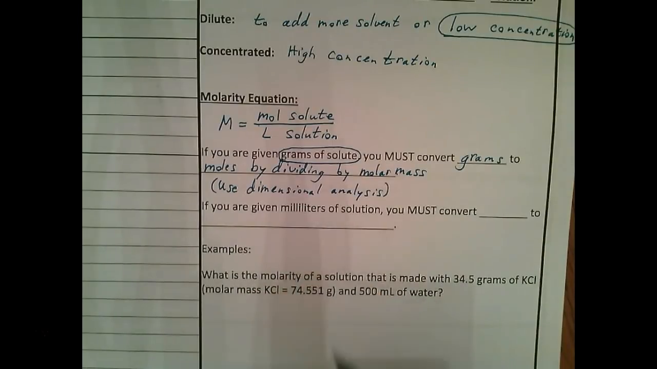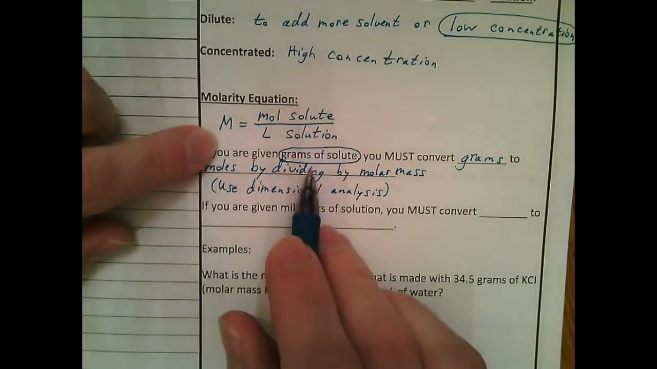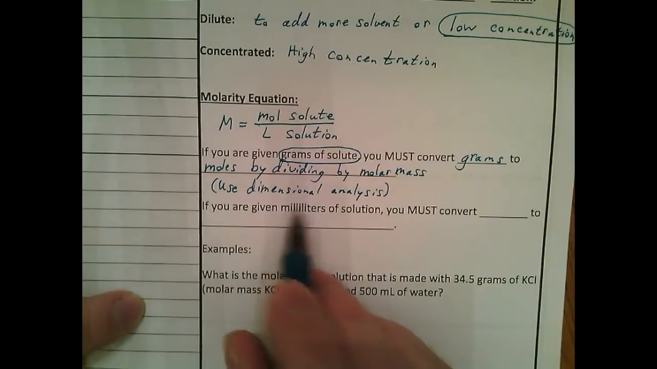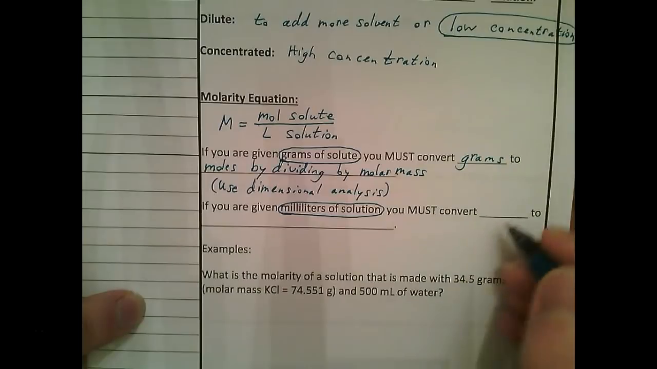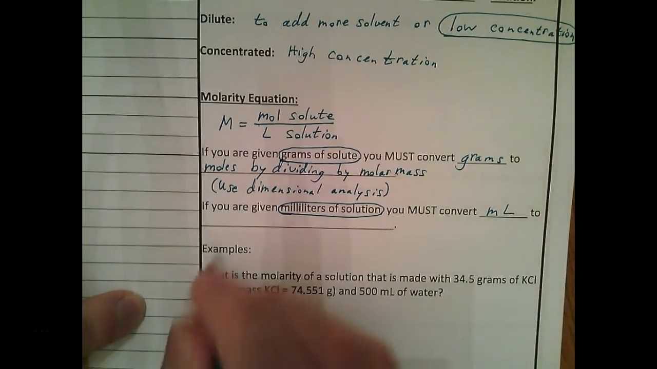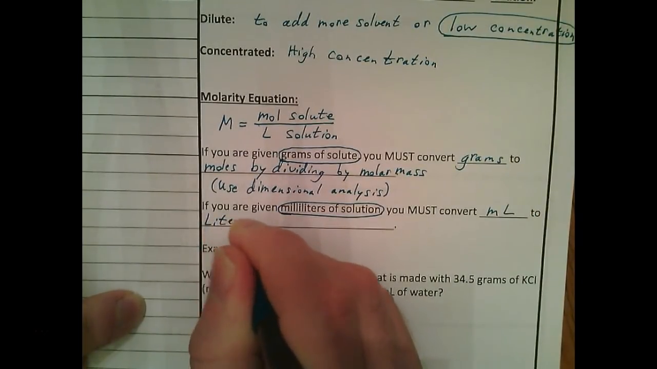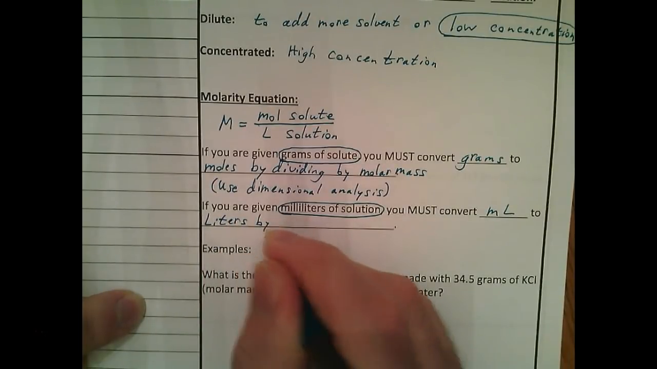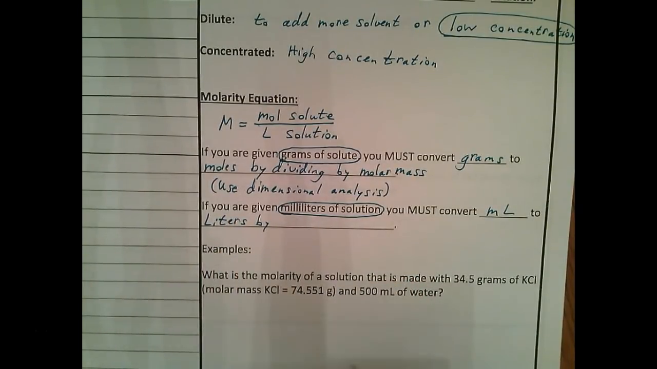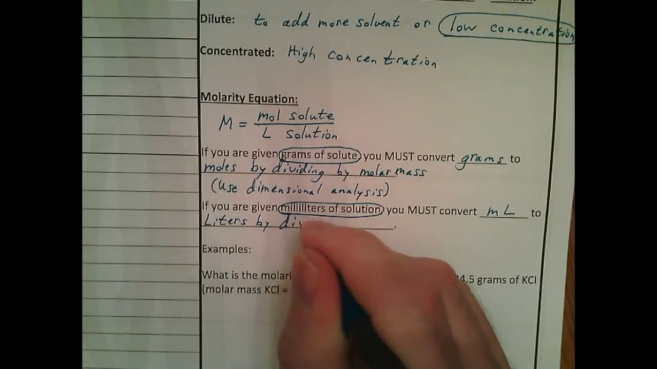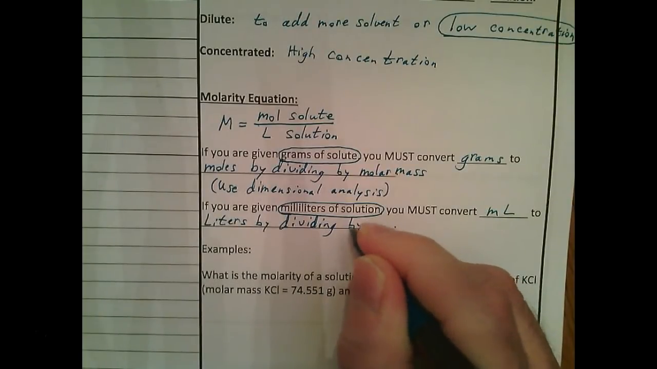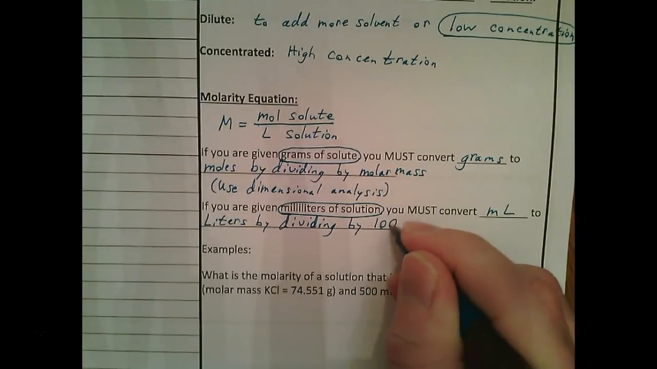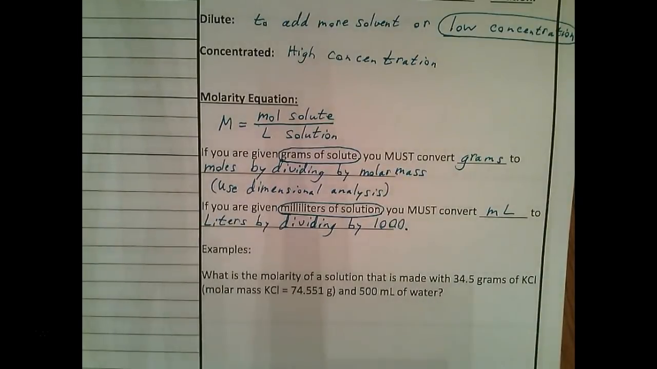If you're given milliliters of solution, so the solute is grams, our solution is given in milliliters of volume. We must convert milliliters to liters by dividing by 1,000. Once again, you can use dimensional analysis to figure this out.